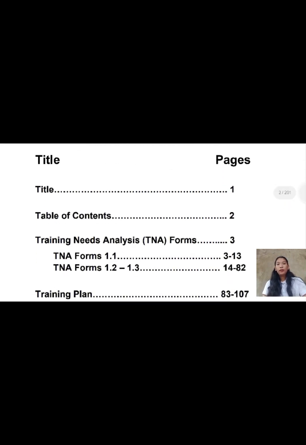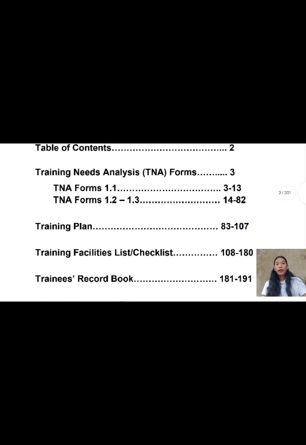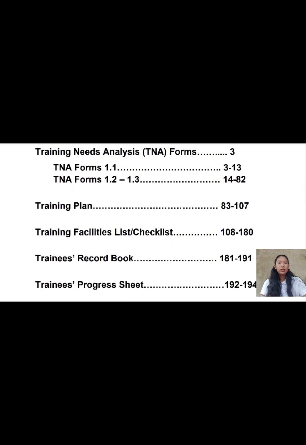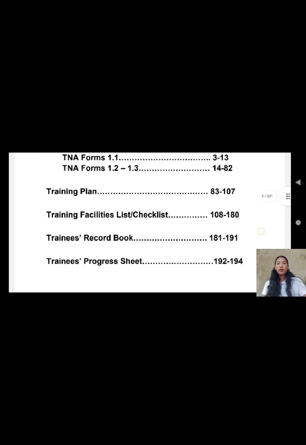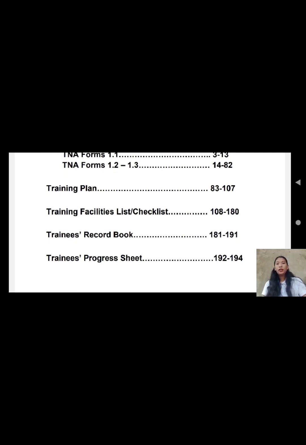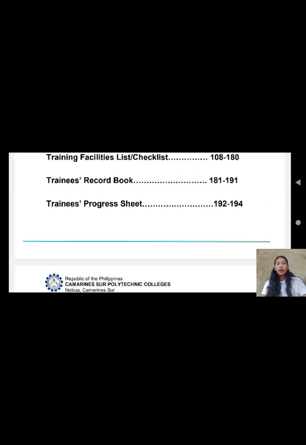First the title, the table of contents, and the topic, which is the training needs analysis TNA forms. The TNA Form 1.1, the tabulated results for the respondents. The TNA Forms 1.2 and 1.3, the training needs and training gaps result. And next is the training plan, training facilities checklist, trainees record book, and trainees progress sheet.